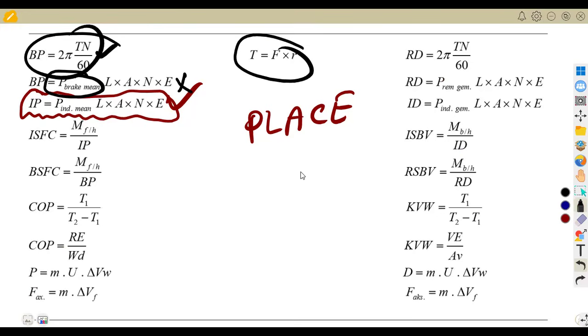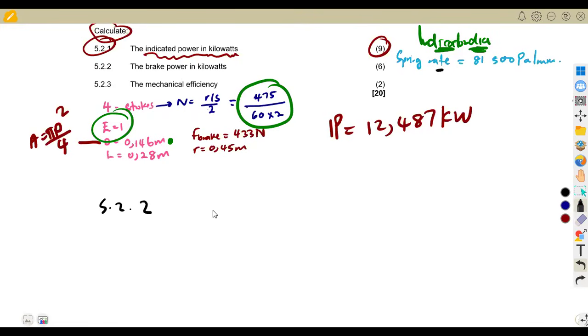Let us write this formula. We saw that the formula for the brake power is given by 2 pi times NT or TN, it's up to you guys, over 60. All right, so this is it. We were given the brake force and also the radius. That means we can calculate the torque also from the formula there.